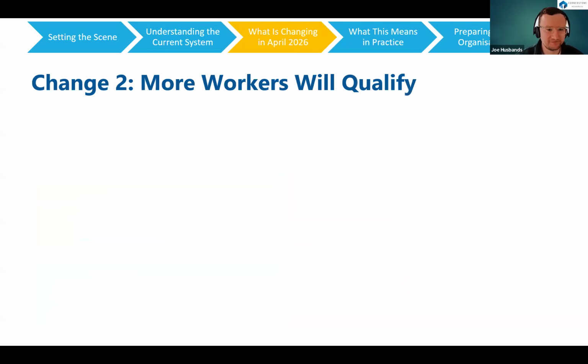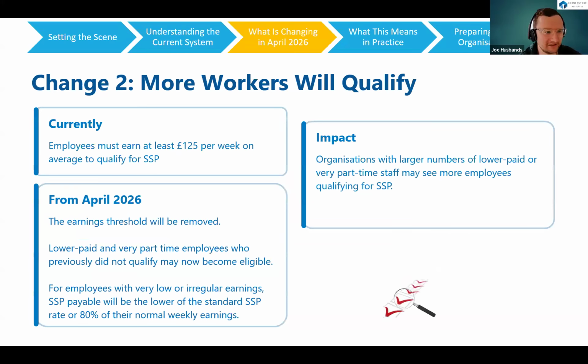And then change two. The second major change relates to eligibility. Currently, employees must earn at least £125 per week on average in order to qualify for SSP, as I've mentioned. But under the reforms, that earnings threshold will be removed. That means employees who previously did not meet that threshold, for example, very part-time staff or lower paid employees, may now become eligible for SSP.